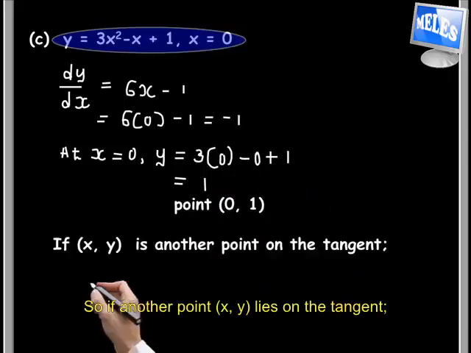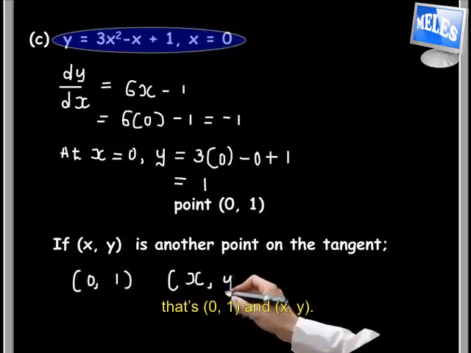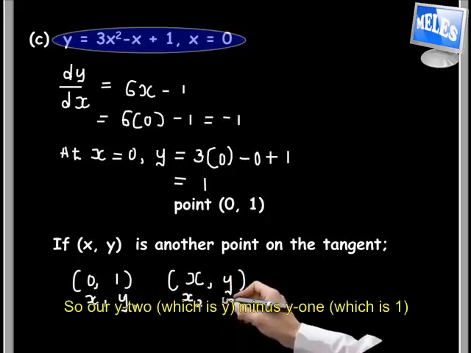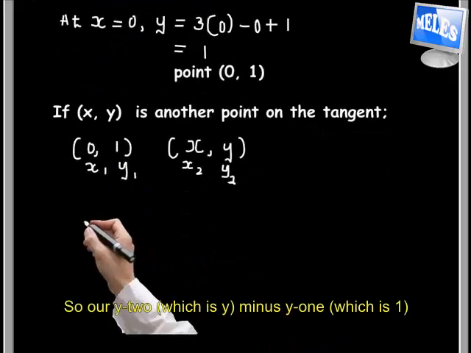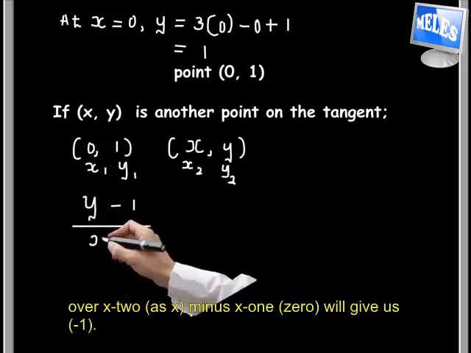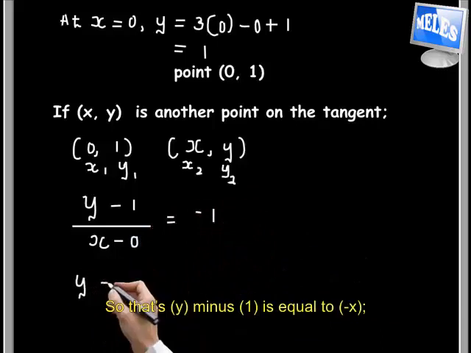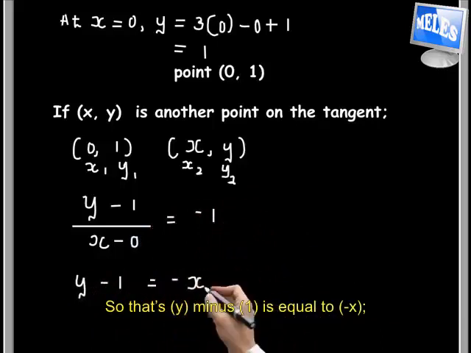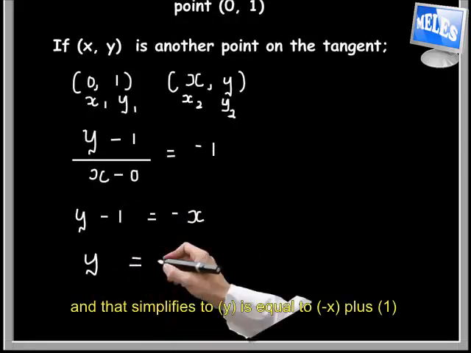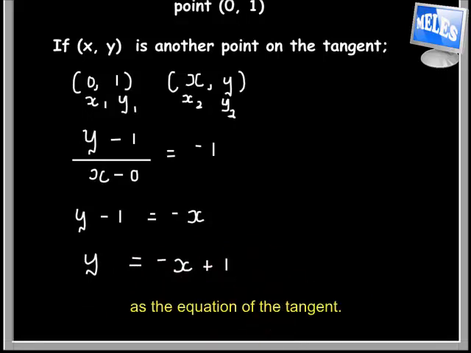So if another point (x, y) lies on the tangent, with (0, 1) and (x, y), our y2, which is y, minus y1, which is 1, over x2, which is x, minus x1, which is 0, will give us negative 1. So that's y minus 1 is equal to negative x. And that simplifies to y equals negative x plus 1 as the equation of the tangent.